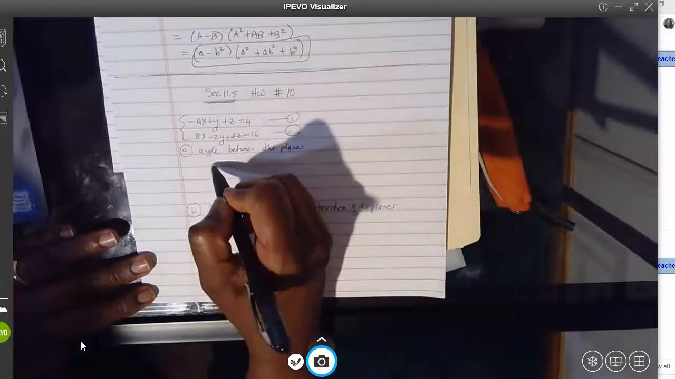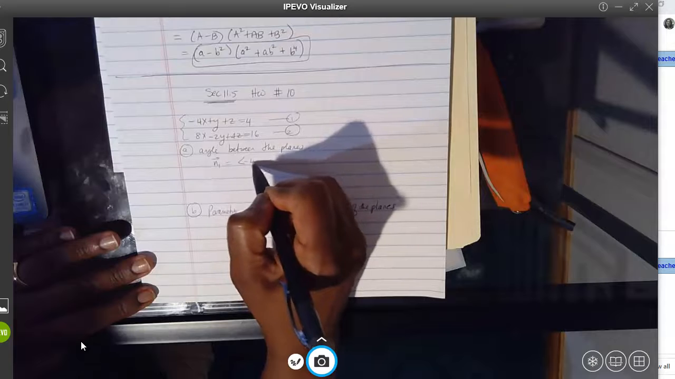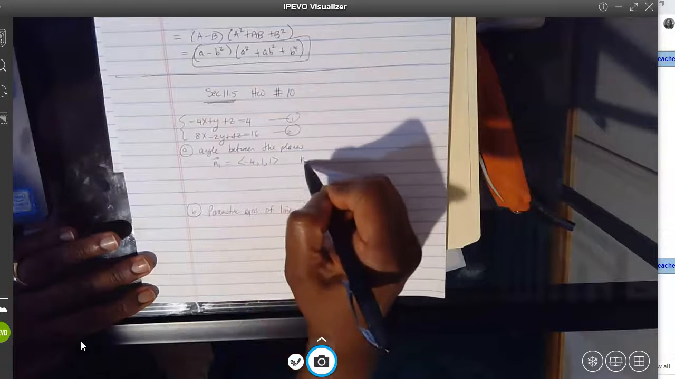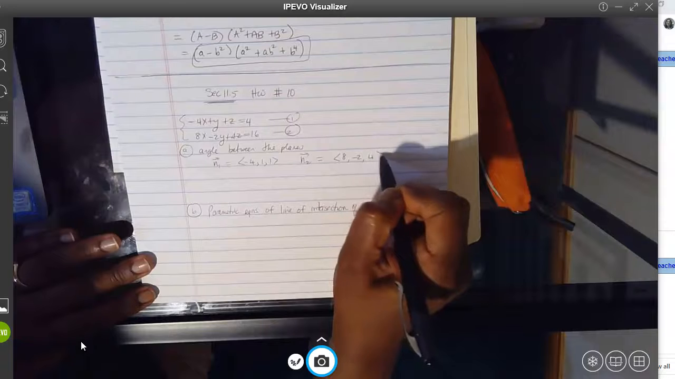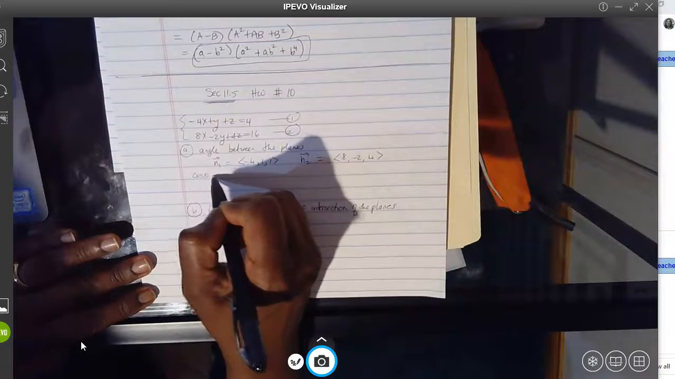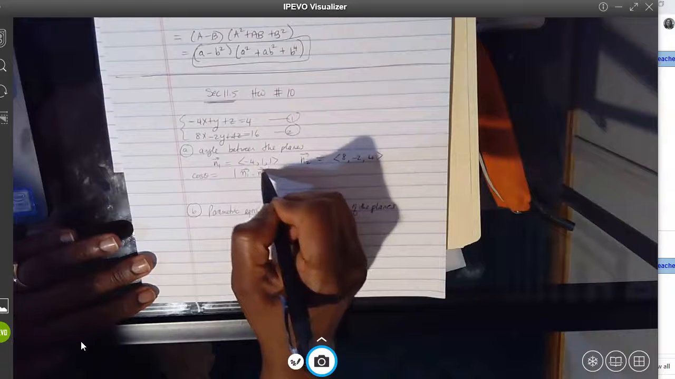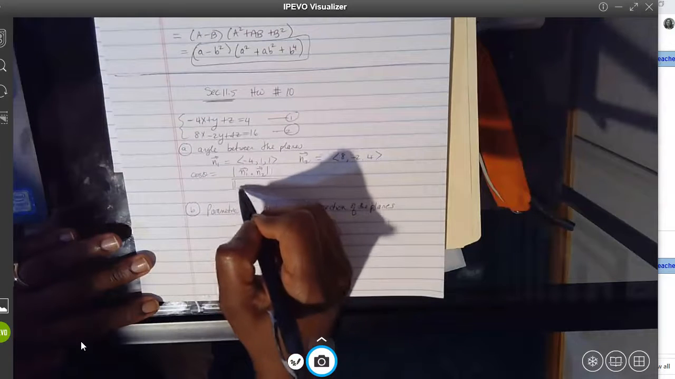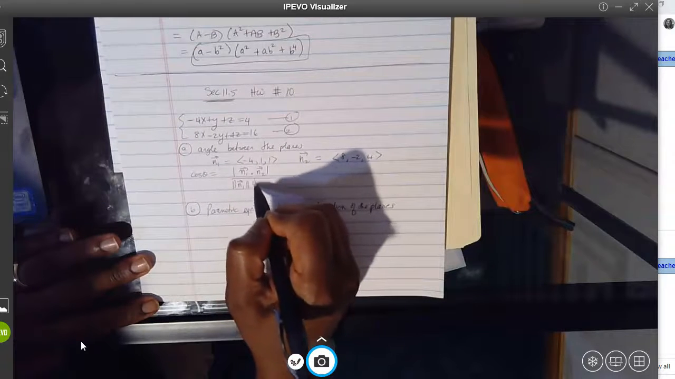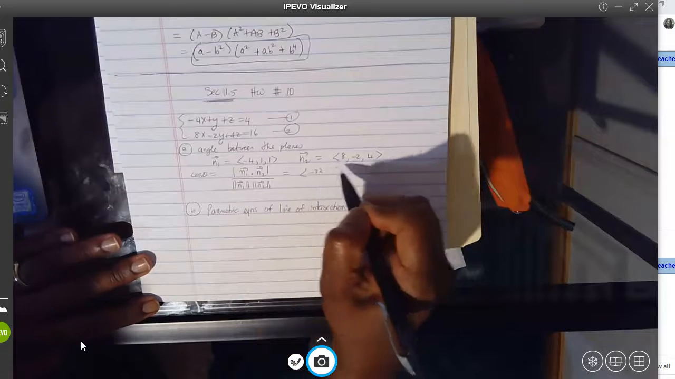So as I said earlier, you can call n1 the first normal vector, and that's negative 4, 1, 1, and n2 is 8, negative 2, 4, and then cosine of theta is going to be the absolute value, because we need the acute angle between the two, of n1 dot n2 divided by the magnitude of n1 times the magnitude of n2. Let me just do that real quick.